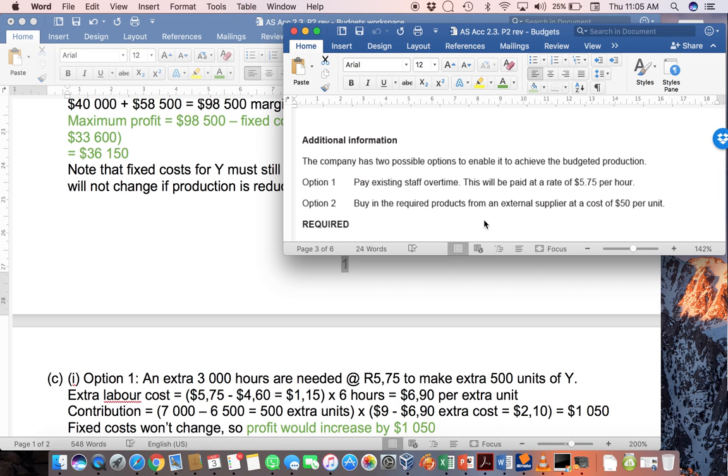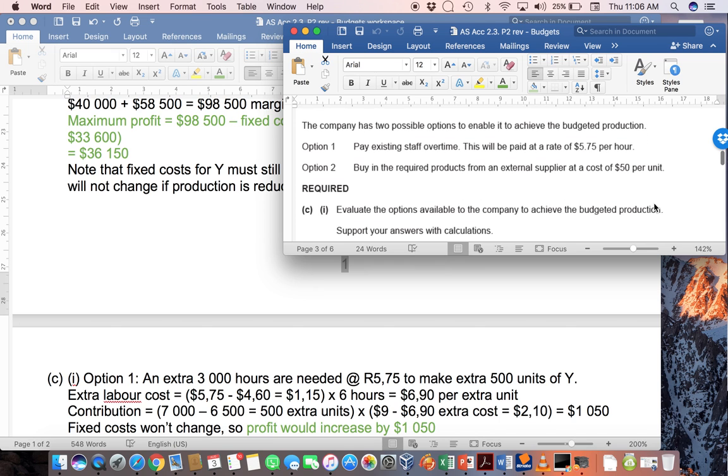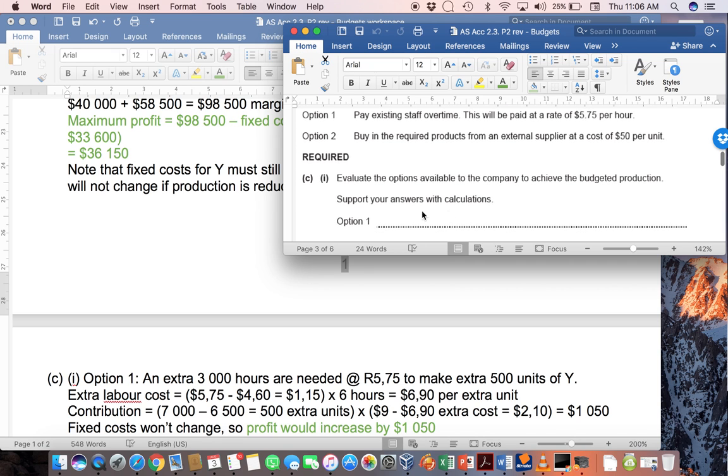Option 2 is instead of paying the staff overtime, we could buy the existing products from an external supplier, in other words, from one of our competitors, at a cost of $50 per unit. Which of these options would then be the most profitable to achieve our budgeted production that we need to meet our required sales?